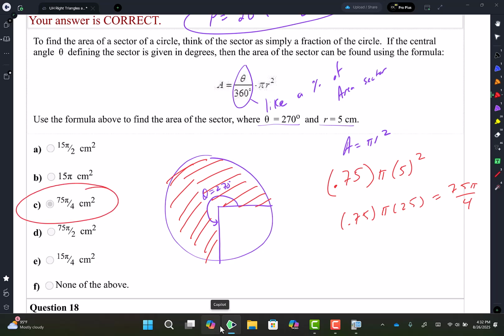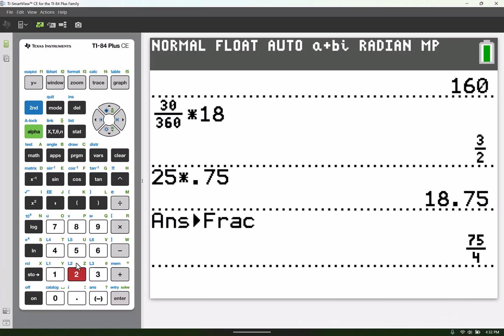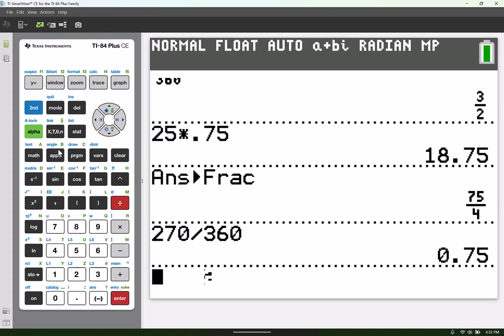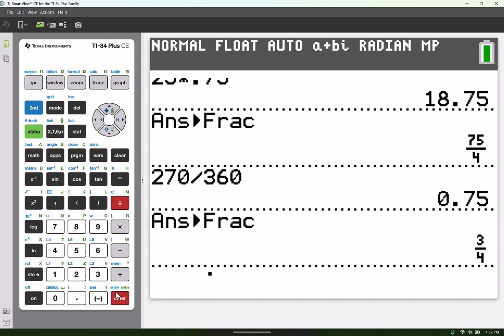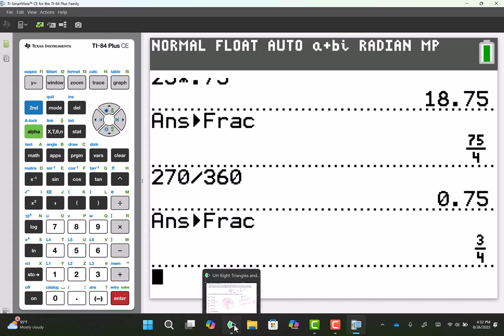You could have also typed in 270 over 360. Look, 270 over 360 is 3/4. See, guys? It is 3/4, 0.75. Turn it into a fraction, it's 3/4. Are we still okay, guys? Okay, we're almost done. We're so close.